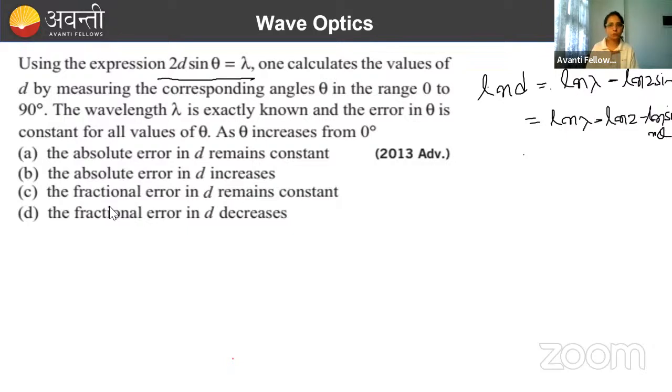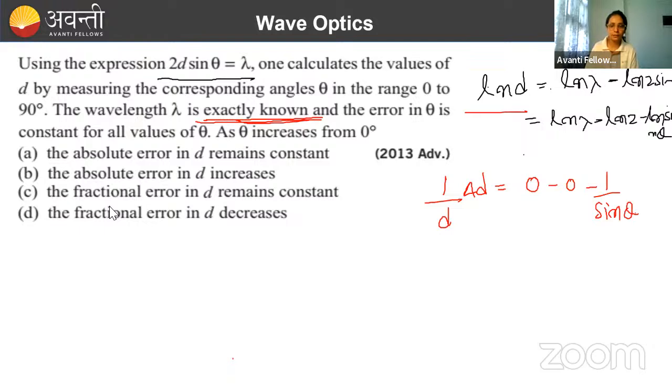चलो मैं करती हूँ. So what you are doing, ln d. If you are going to differentiate both sides, what are we going to get? Differentiation of ln d will be 1 by d delta d, which will be equal to how much again? This is a constant now. Lambda, the wavelength, is exactly known, so it is a constant. There is no error in this, so let me make it 0. ln 2 also make it 0. Ln sin theta, so this will become sin theta.